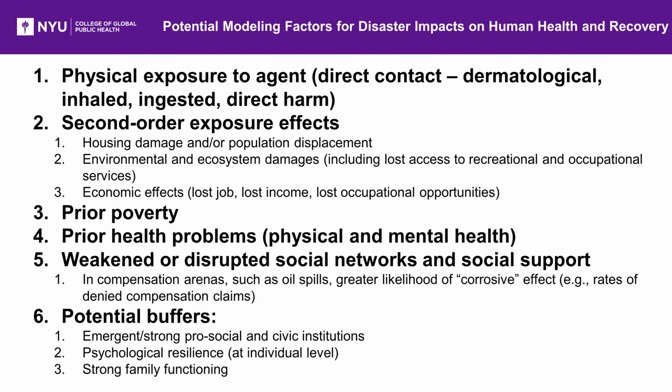There are clearly potential buffers, some of which I've identified earlier, in terms of pro-social and civic institutions. Some of them, the bottom two, would require survey work. It's rare that you're going to find this using secondary available data: psychological resilience or strong family functioning.